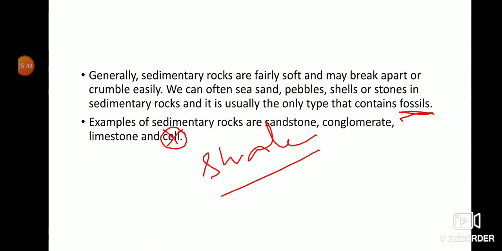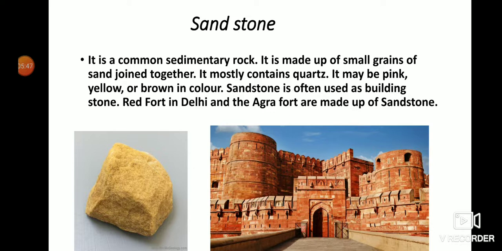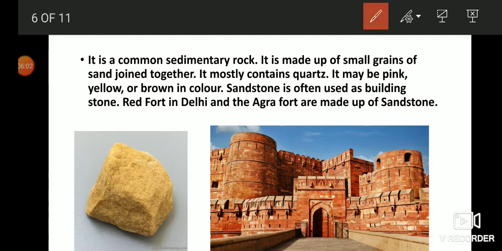First one is sandstone. It is a common sedimentary rock. It is made up of small grains of sand joined together. It mostly contains quartz. So here quartz is the name of a mineral which is found in sedimentary rock. And if we break the sedimentary rock, we can see the very small grains of sand.